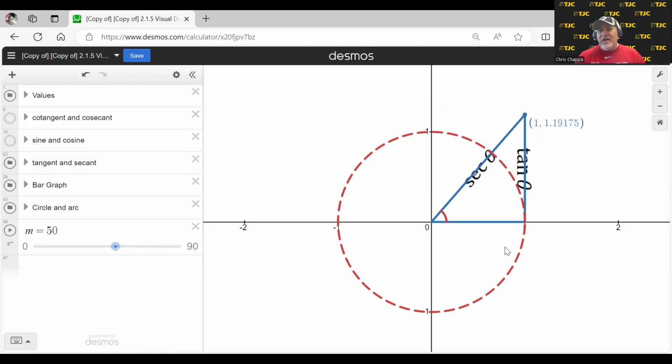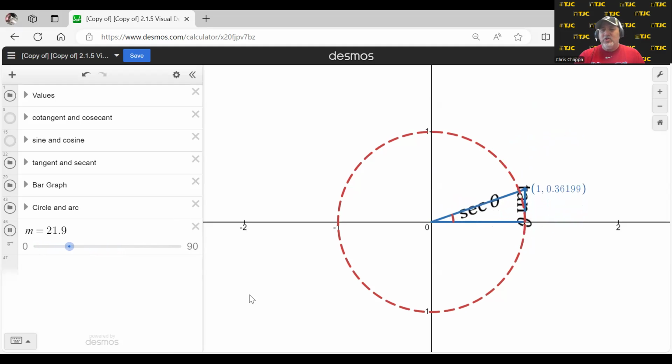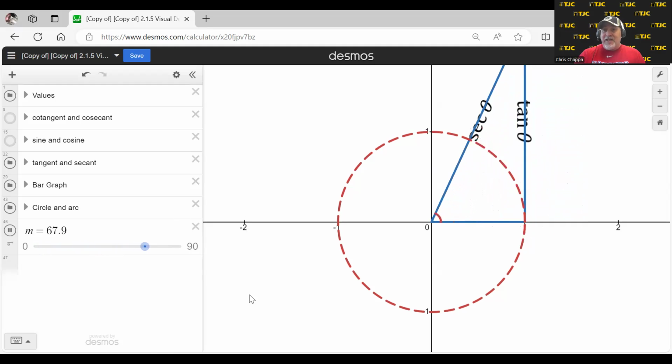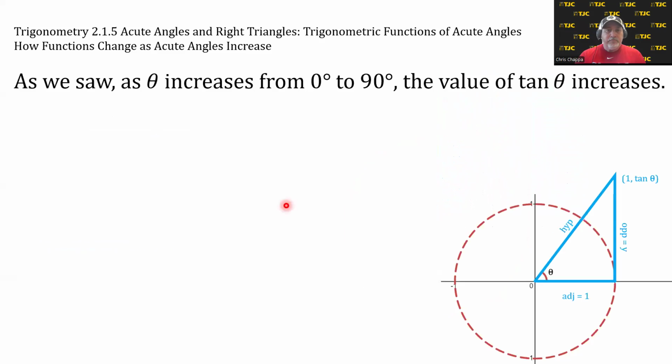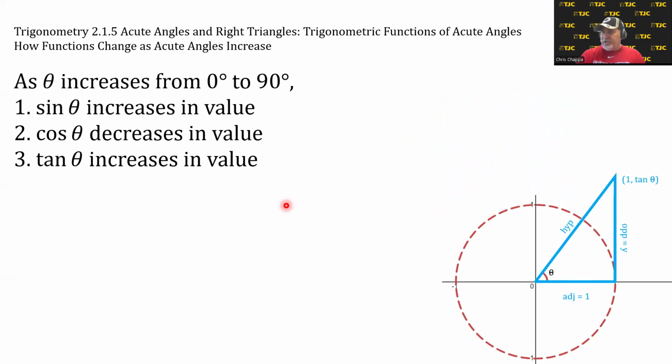The opposite side of this triangle represents the value of tangent of theta, but the hypotenuse represents the value of secant of theta. And if we were to let this angle increase, we'll notice that the right side of the triangle is increasing and will eventually get really, really large, as is the hypotenuse. So this actually shows that tangent and secant are both increasing as theta increases from 0 to 90 degrees. So we'll add tangent to our list.